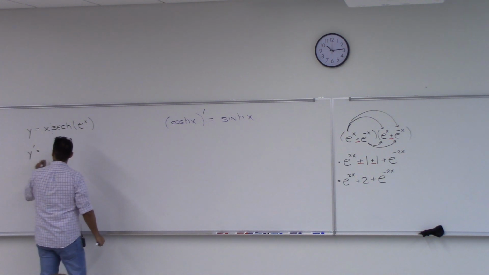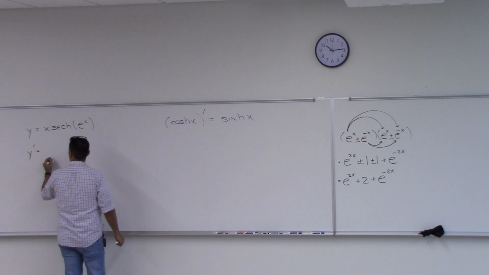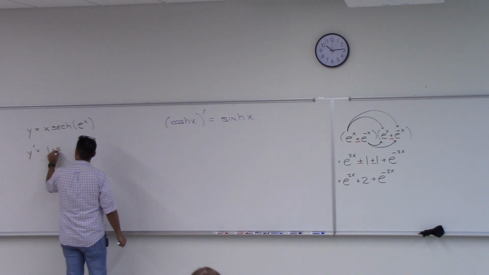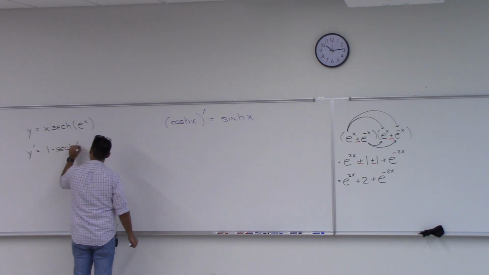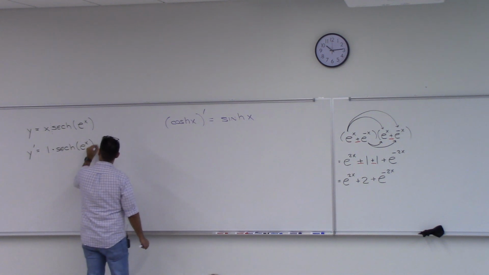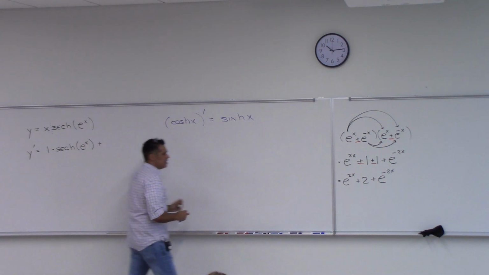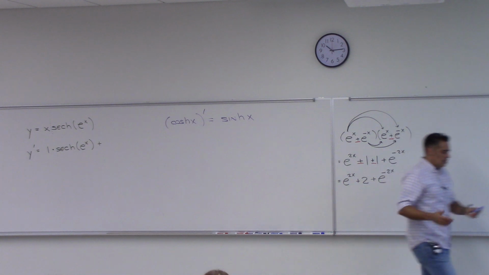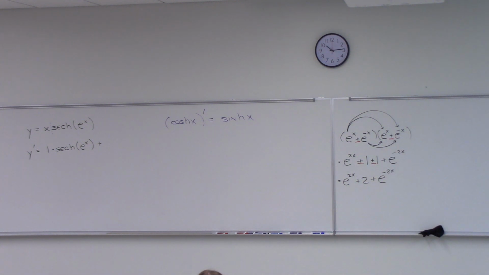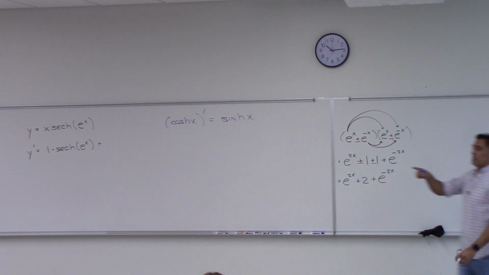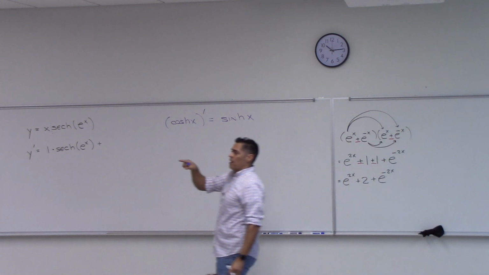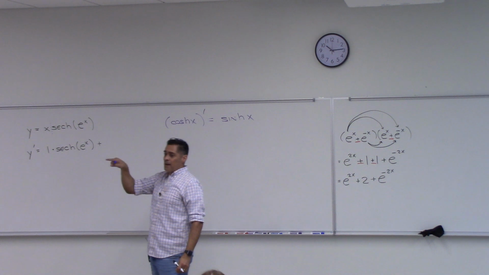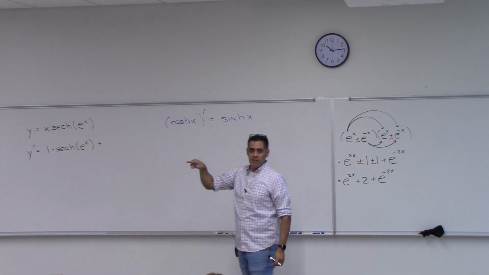All right, derivative of the x first. 1 times the secant hyperbolic x, or secant hyperbolic of e to the x. Then plus, now I need the derivative of secant hyperbolic of something. Since we just learned it, I can scroll up. What is the derivative of secant hyperbolic of something? Negative secant hyperbolic of that something times tangent hyperbolic of that something, right?